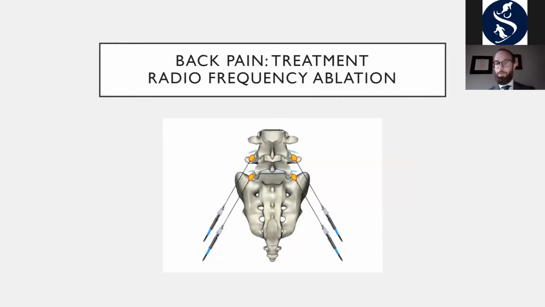Next, we have radiofrequency ablation. So this is a relatively newer treatment. It's not new, but newer. And radiofrequency ablation essentially treats the pain pathway. So we can see in this drawing, our facet joints are connected to our neurologic system, ultimately our brain, by these little nerves called our medial branch nerves. And so these nerves provide the pain signal from our joint to our spinal cord and to our brain.